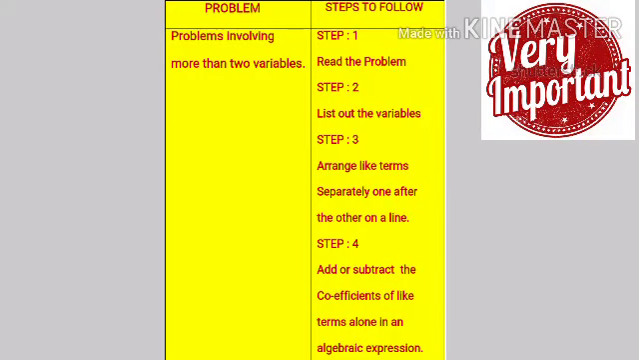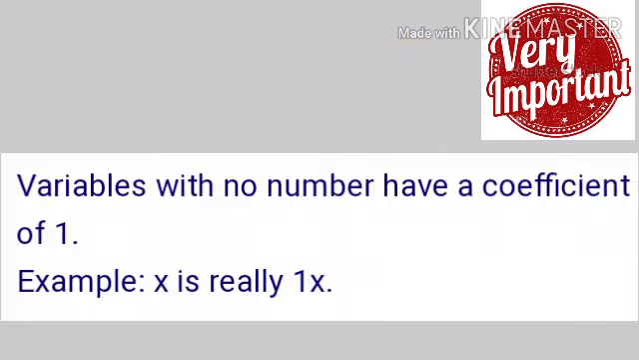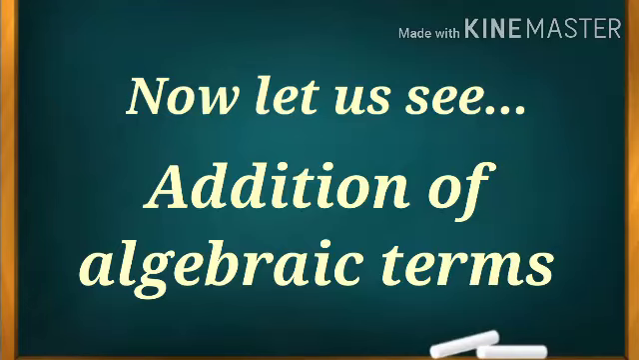Students, one more type is problems involving more than two variables. Steps to follow are: Step 1. Read the problem. Step 2. List out the variables. Step 3. Arrange like terms separately, one after the other on a line. Step 4. Add or subtract the coefficients of like terms alone in an algebraic expression. Here, an important note: variables with no number have a coefficient of 1. Example, x is really 1x. Students, now let us see adding of algebraic terms.